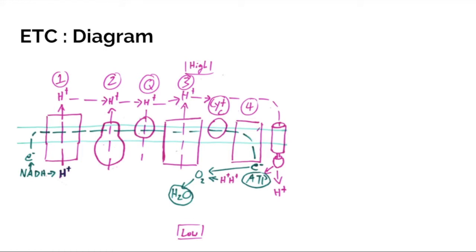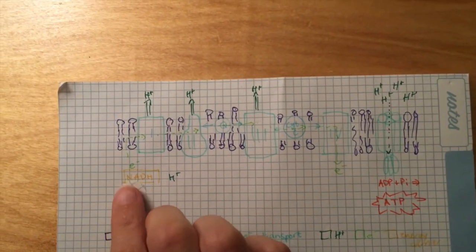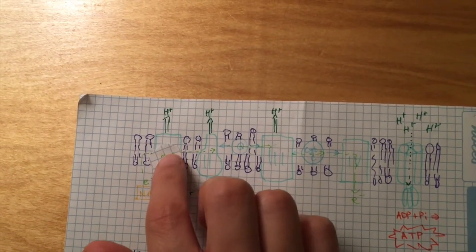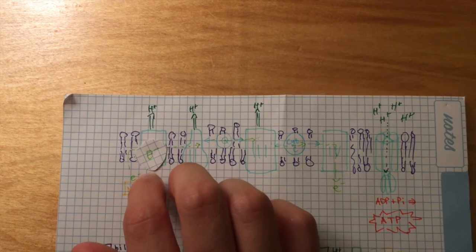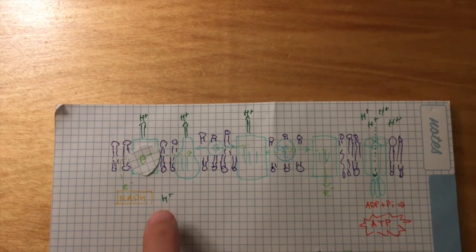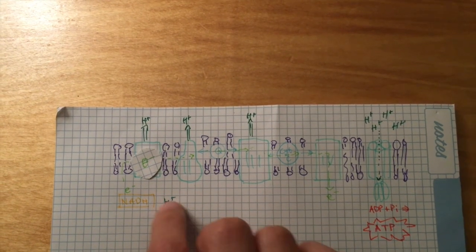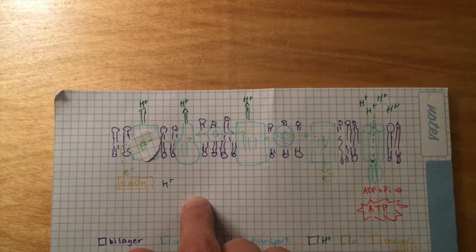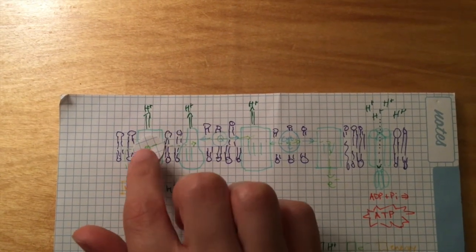So here's a quick diagram. You can take this time to copy it, or you can watch the video that I've created that shows this diagram in motion. Okay, so here you see an electron going through the first complex, and with this, it's losing energy. Therefore, it's allowing active transport to occur from a lower concentration of hydrogen to a higher concentration.